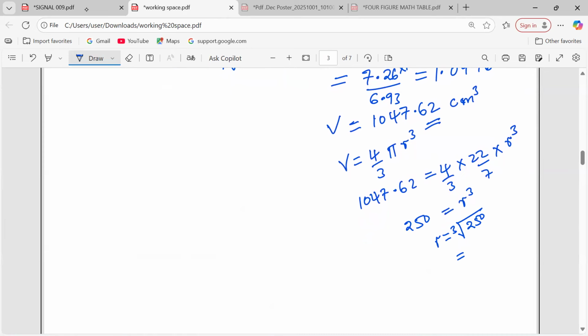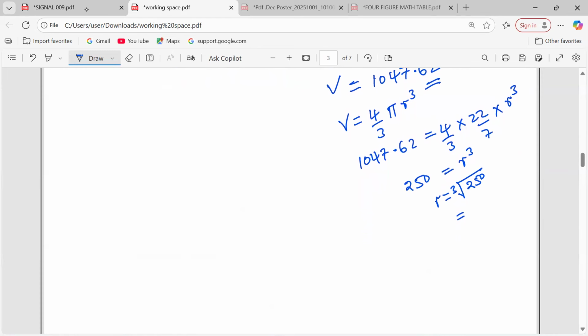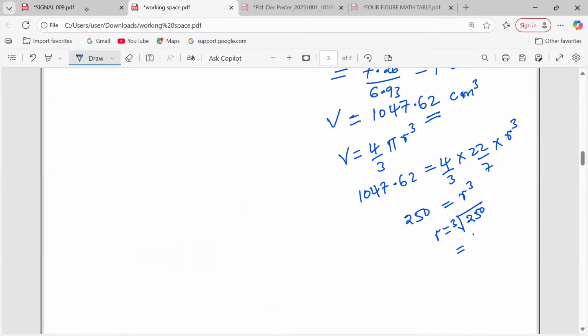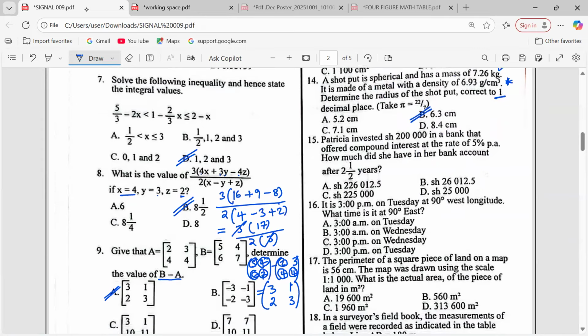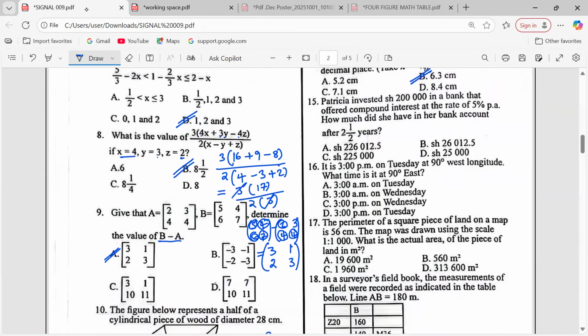Shift power 3 of 250 gives us 6.2996. Let me check the accuracy that they needed. They have given, to 1 decimal place. Very serious instructions: to 1 decimal place. So 6.3 now becomes our only correct answer.